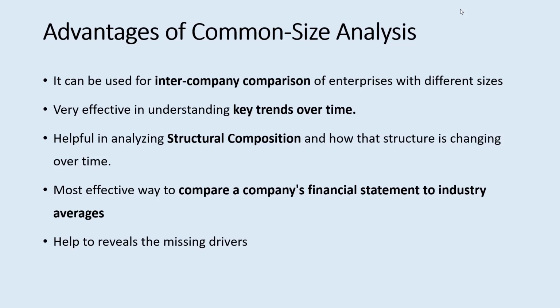As I mentioned earlier, this common size analysis can be done for different size companies, in different sectors, as well as different industries and the same industry. So it's easy to identify the industry averages by going through the industry. Then it's easy to benchmark. The final one, it helps to reveal the missing drivers. Missing drivers means if we have missed out something, it's easily identified by comparing these line by line items.